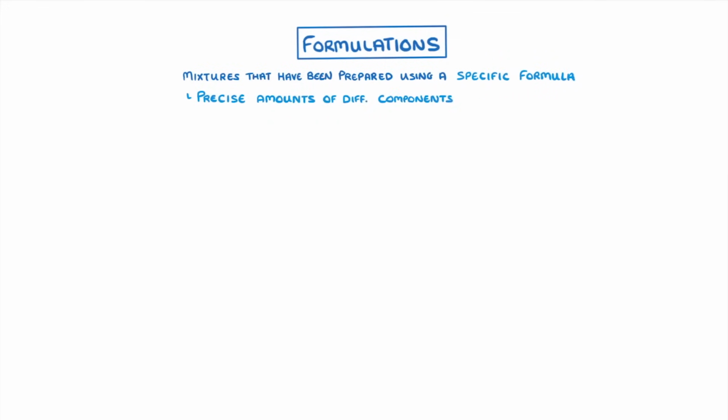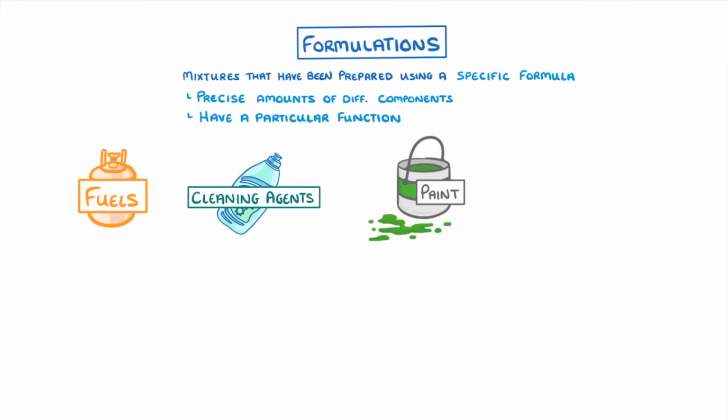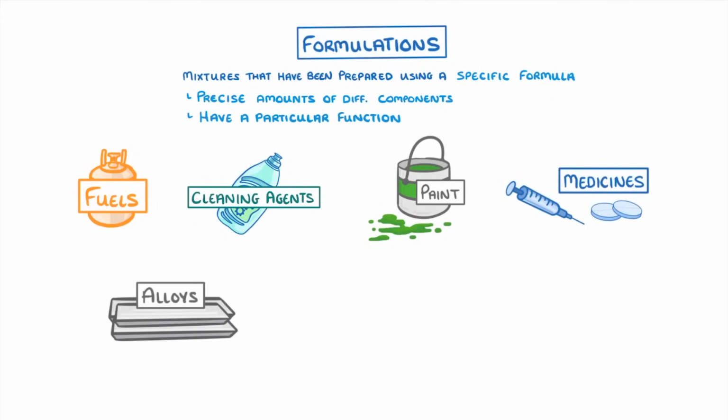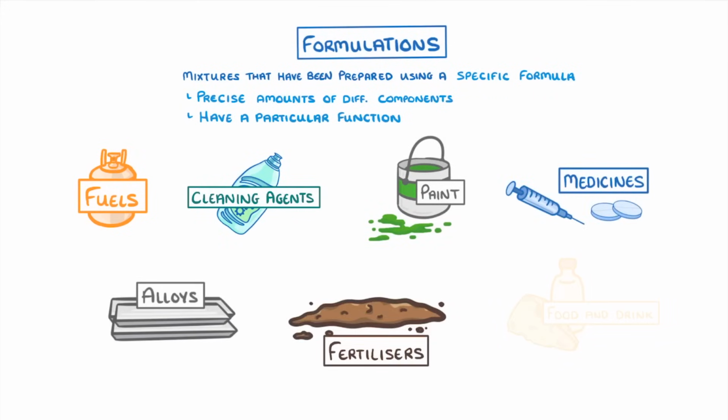The next term we need to look at is formulations, which are mixtures that have been prepared using a specific formula, so that they contain precise amounts of different components, and so can have a particular function. It's effectively like a recipe, but instead of a meal, you're making a particular mixture which could be used for a specific purpose, like fuels, cleaning agents, paints, medicines, alloys, fertilizers, and even food and drink.